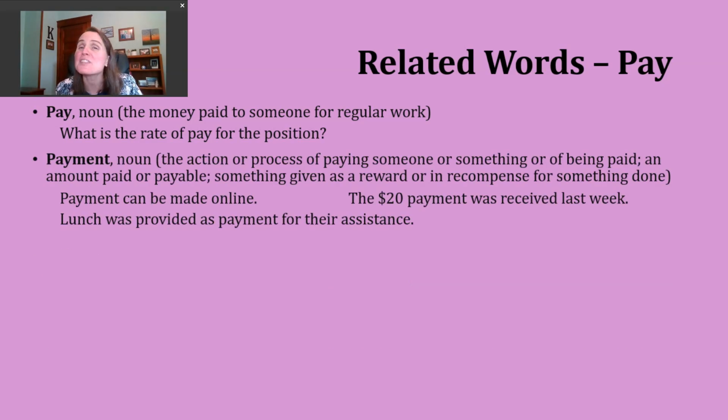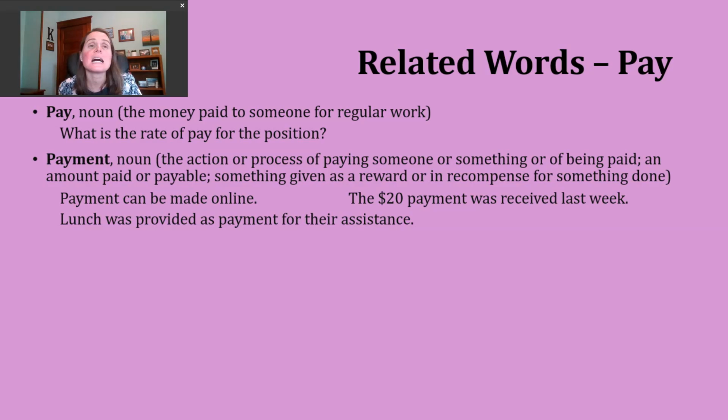Another related word you might encounter is the noun payment. This noun can be used in a few different ways. One way is to refer to the action or process of paying someone or something, or we could be referring to the action of being paid. So an example of this could be, payment can be made online. So we're describing how that process can be done.